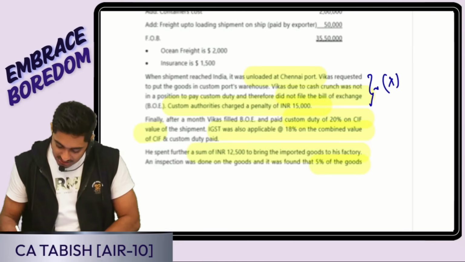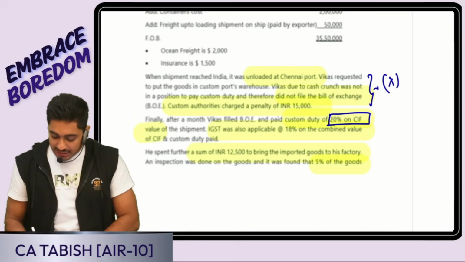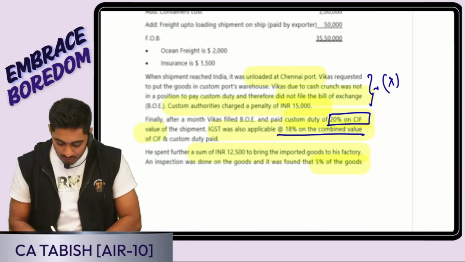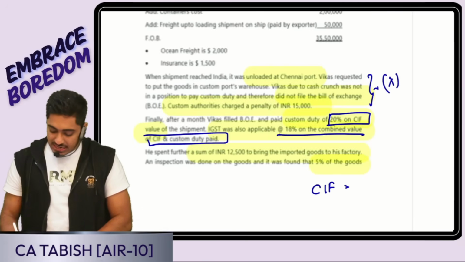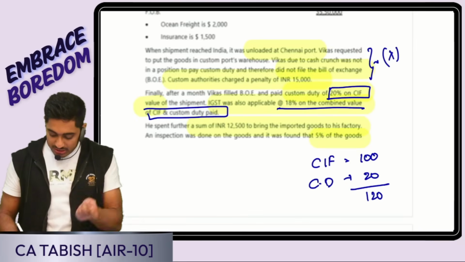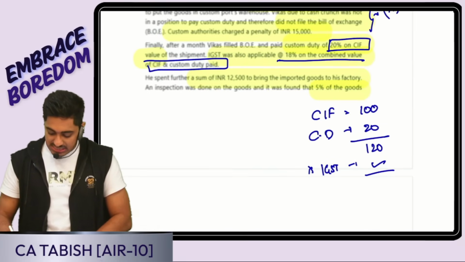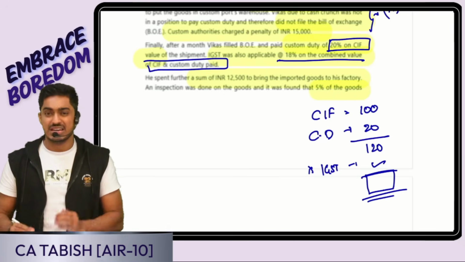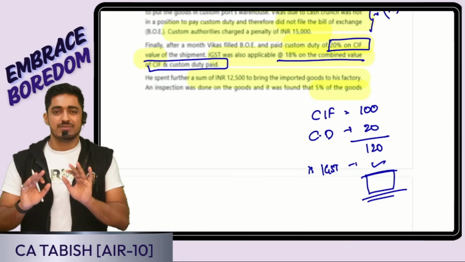How much customs did he pay? 20% on the CIF value. IGST was also applicable at 18% on the combined value of CIF and customs duty. Say for example, CIF is 100 rupees. Customs duty is going to be 20% of that, 20, so it will become 120. On this 120, I will be paying IGST. Obviously, at your CA Final level, once customs comes, you will learn the valuation mechanisms and all those things. But still, they have given, we will follow that.